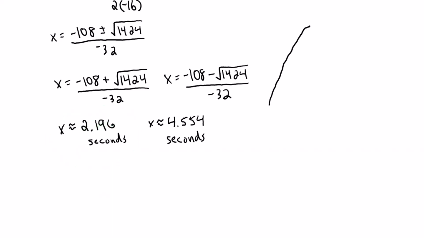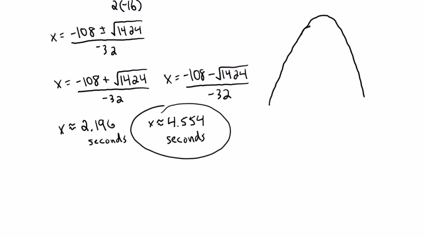2.196 seconds. But then it'll also hit 175 feet again at 4.554, because once it goes up, it's going to have to come back down. So as a little bit more time goes through, you're going to be hitting that 175 feet again at 4.5 seconds. So it'll hit it here, and then it'll hit it here. That height would be 175.